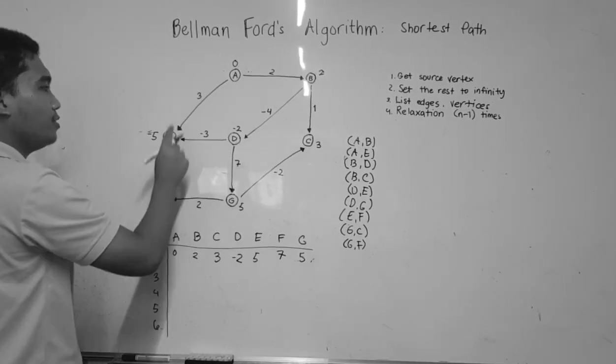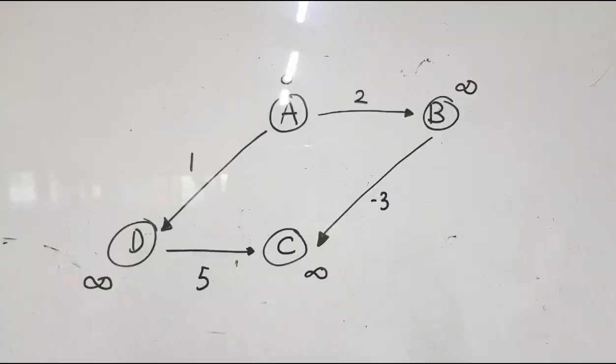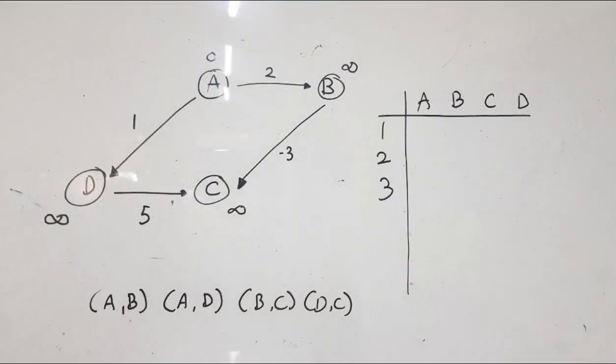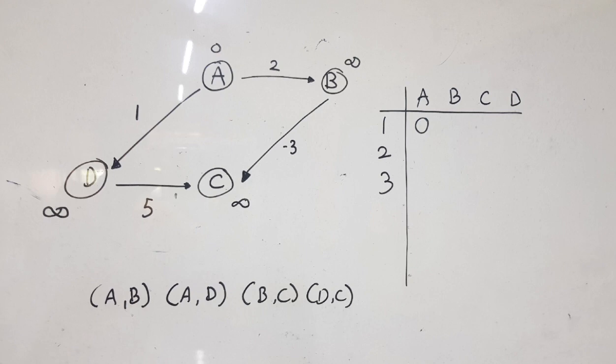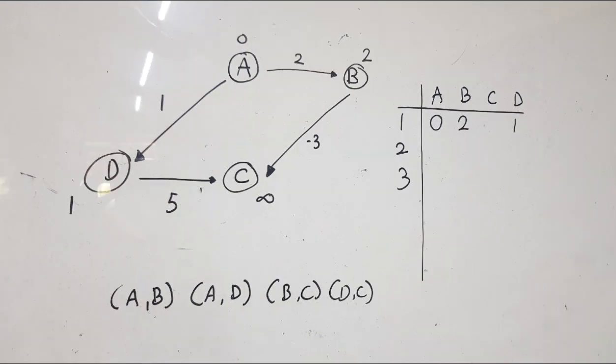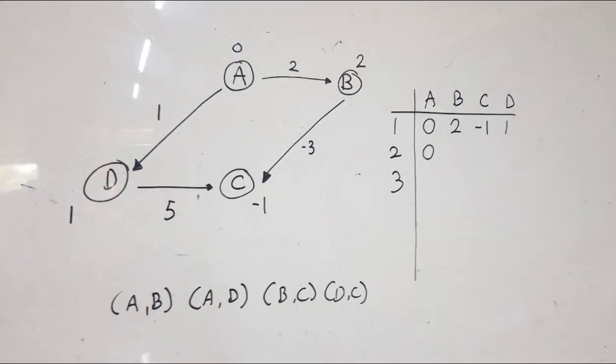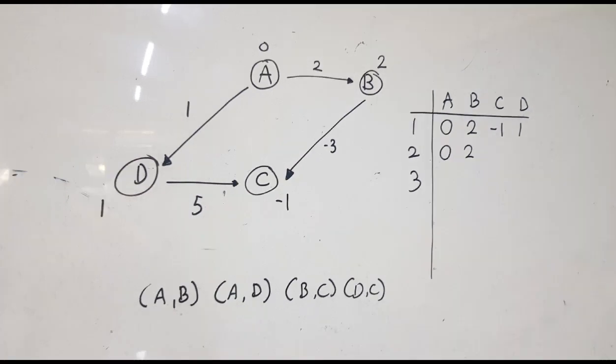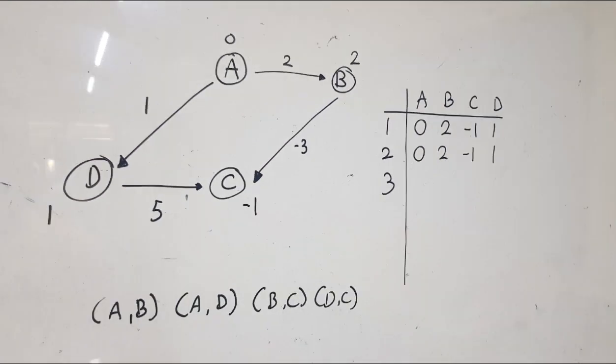So let's say we have a simple 4-vertex graph here. To get the shortest path, we need to relax all of these edges 3 times. Setting the vertex A as the source vertex and the rest of the vertices to infinity, we mark A's distance as 0. Then we go on and relax each vertex using each edge. As you can see, we relax all of the edges less than 3 times.